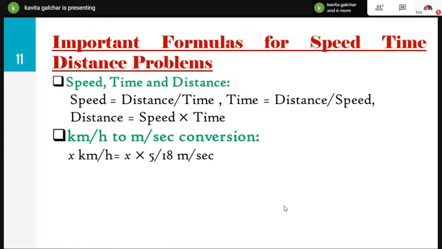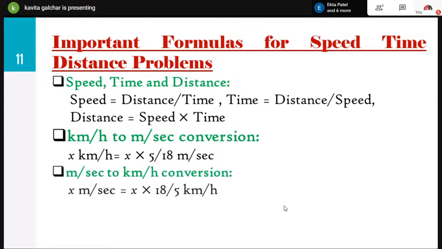If any value is given in kilometers per hour, and you want to convert that into meters per second, you just need to multiply the value by 5 upon 18. It means x kilometers per hour equals x into 5 upon 18 meters per second. In this way, if you want to convert meters per second into kilometers per hour, you have to multiply the value by 18 upon 5. It means if your x is in meters per second, you need to multiply it by 18 upon 5. Then the value you get is in kilometers per hour.